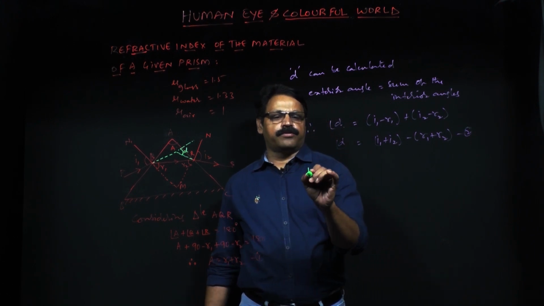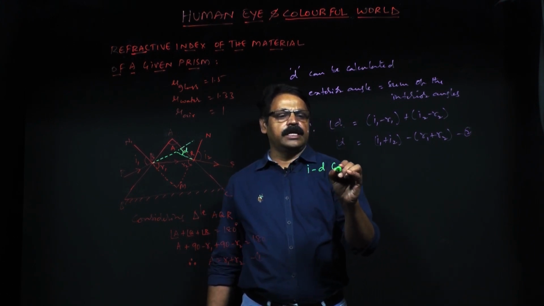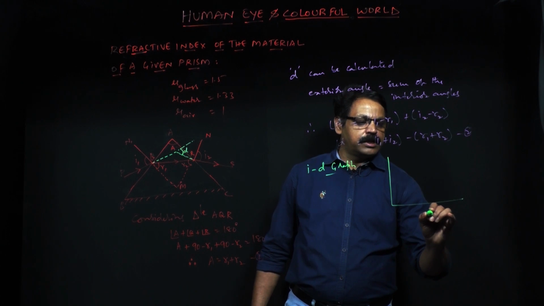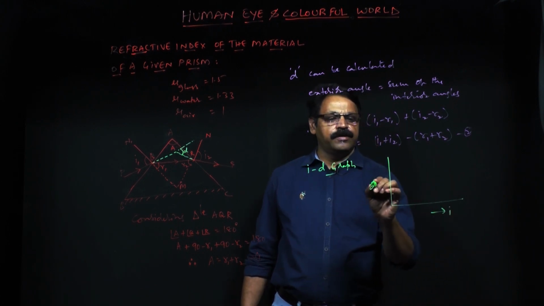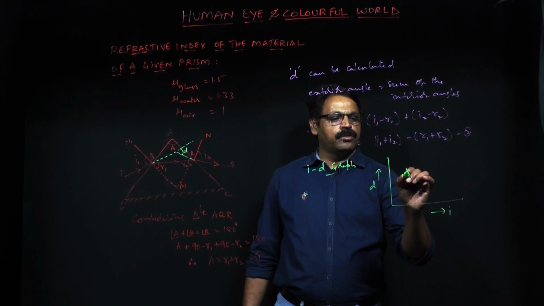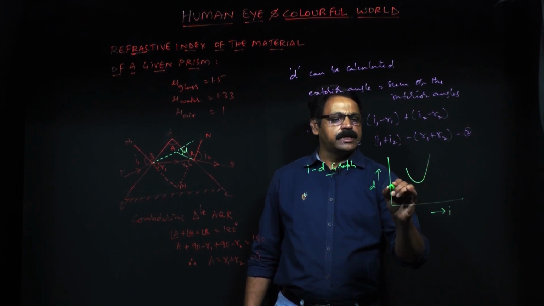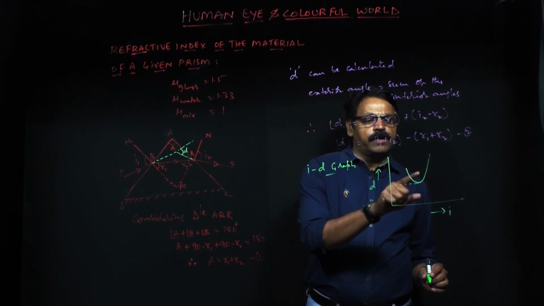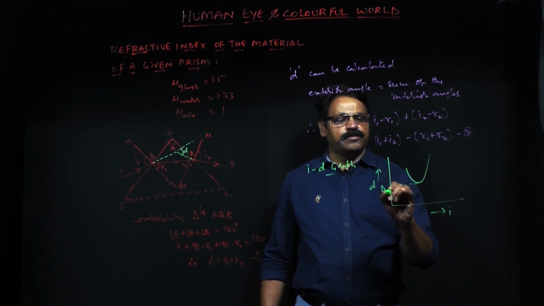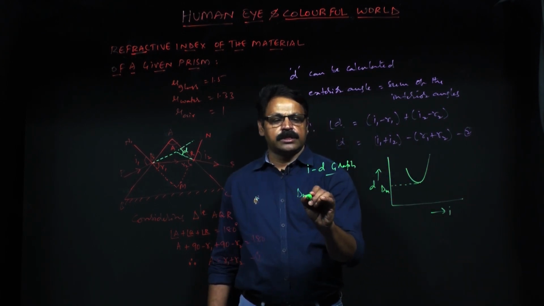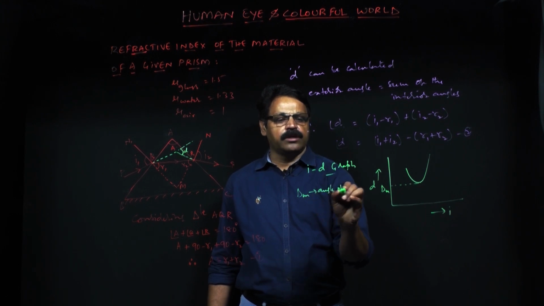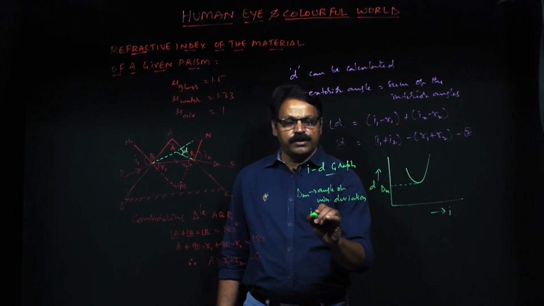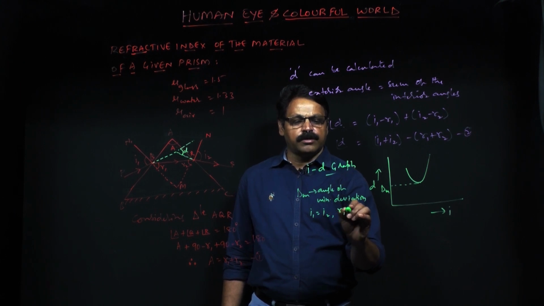If you draw the graph between I and D, the ID graph comes out like this. You are taking I over here, deviation angle over here. So it will gradually decrease first and then increase. The angle at which it takes the minimum value is called the angle of minimum deviation. So DM is called the angle of minimum deviation. And at the angle of minimum deviation, I1 will become I2 and R1 will become R2.